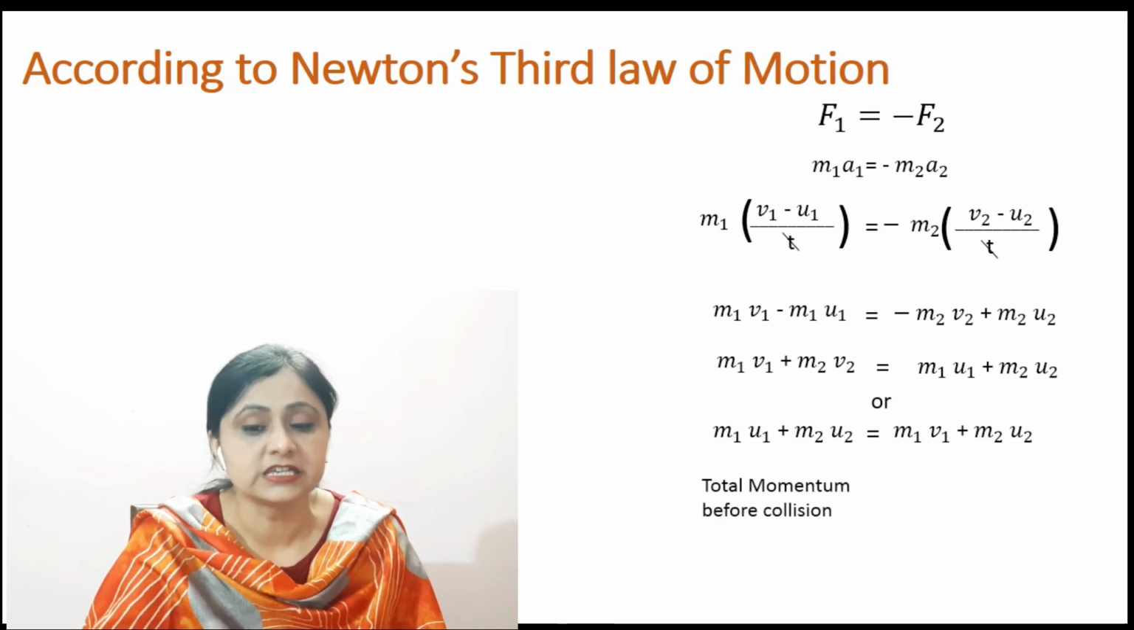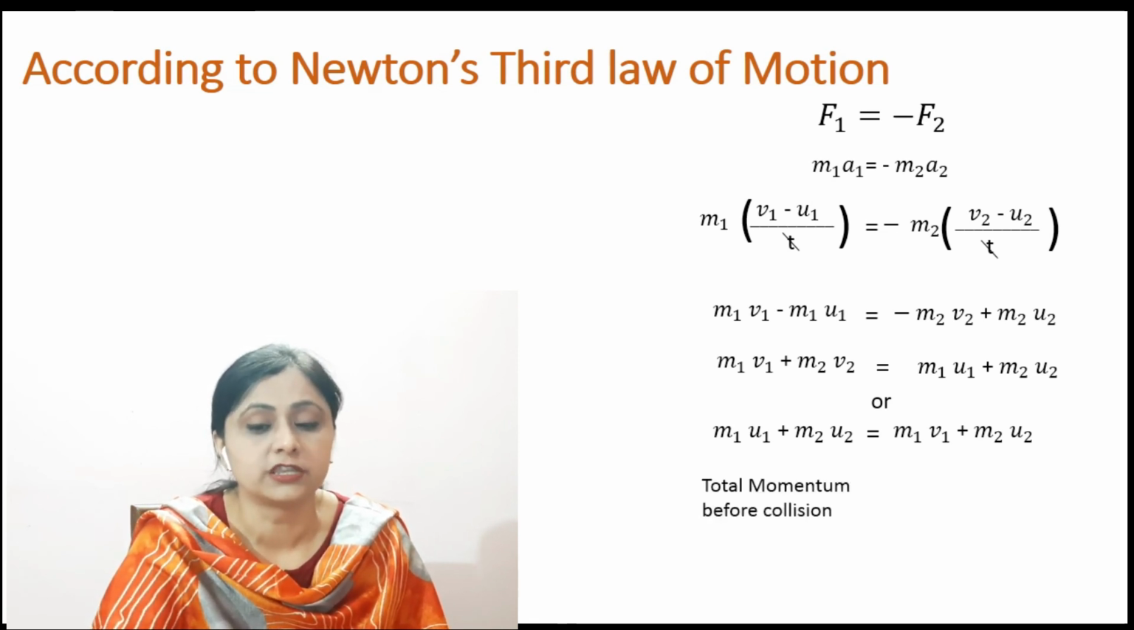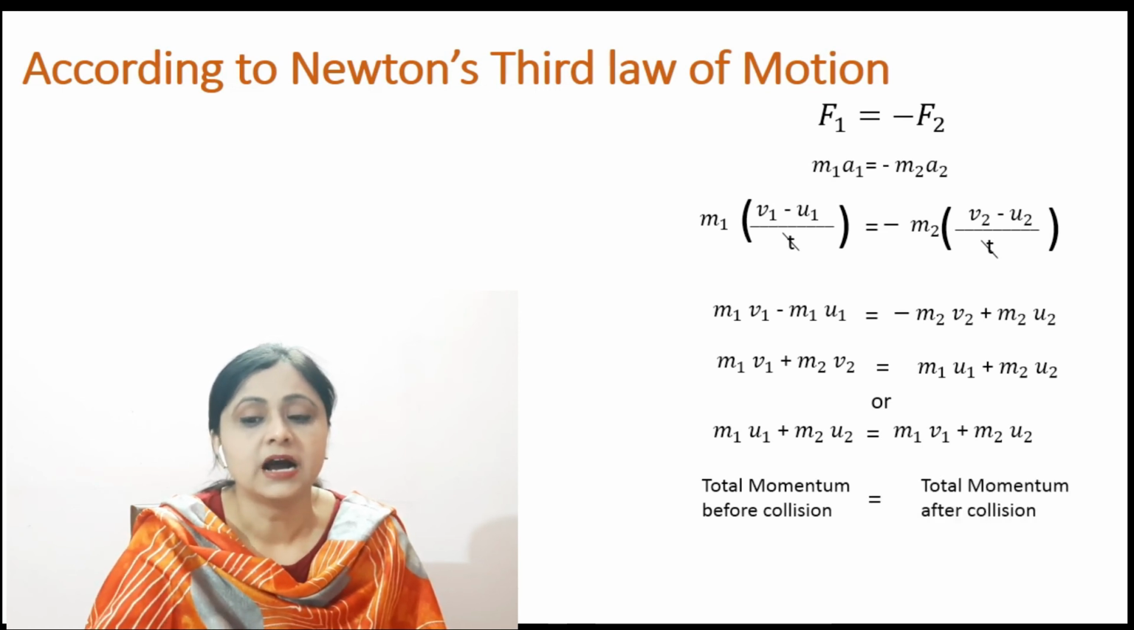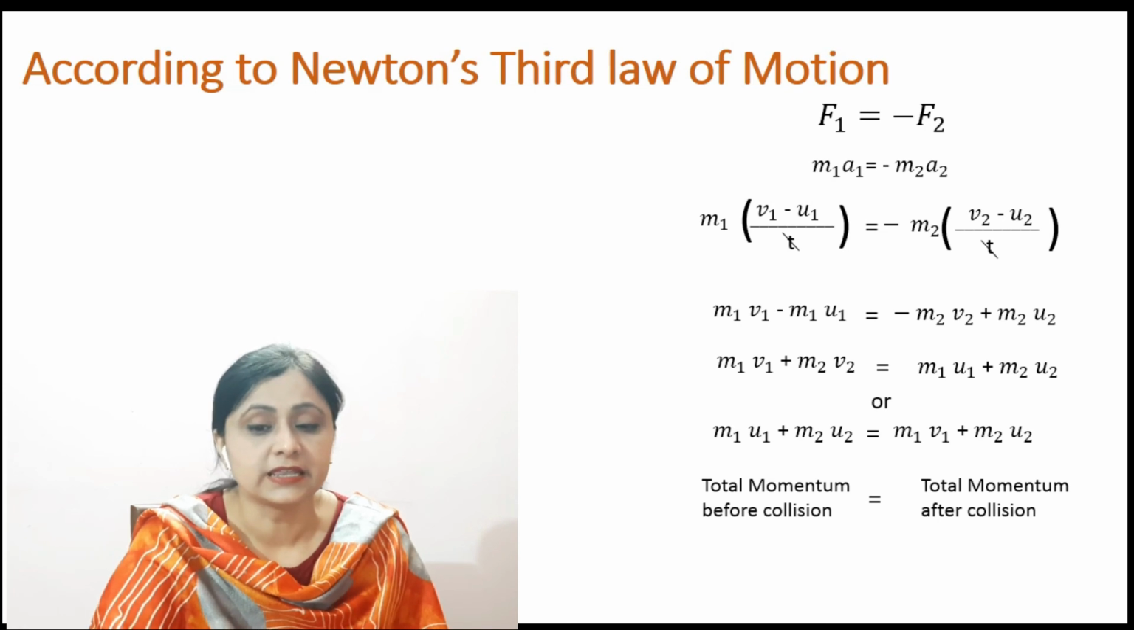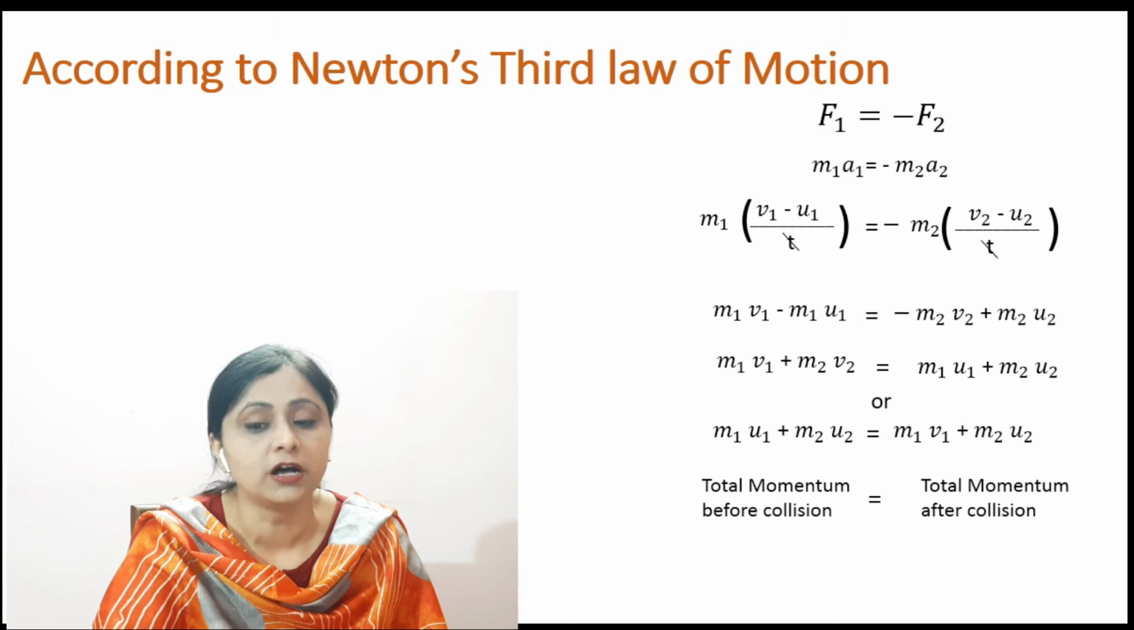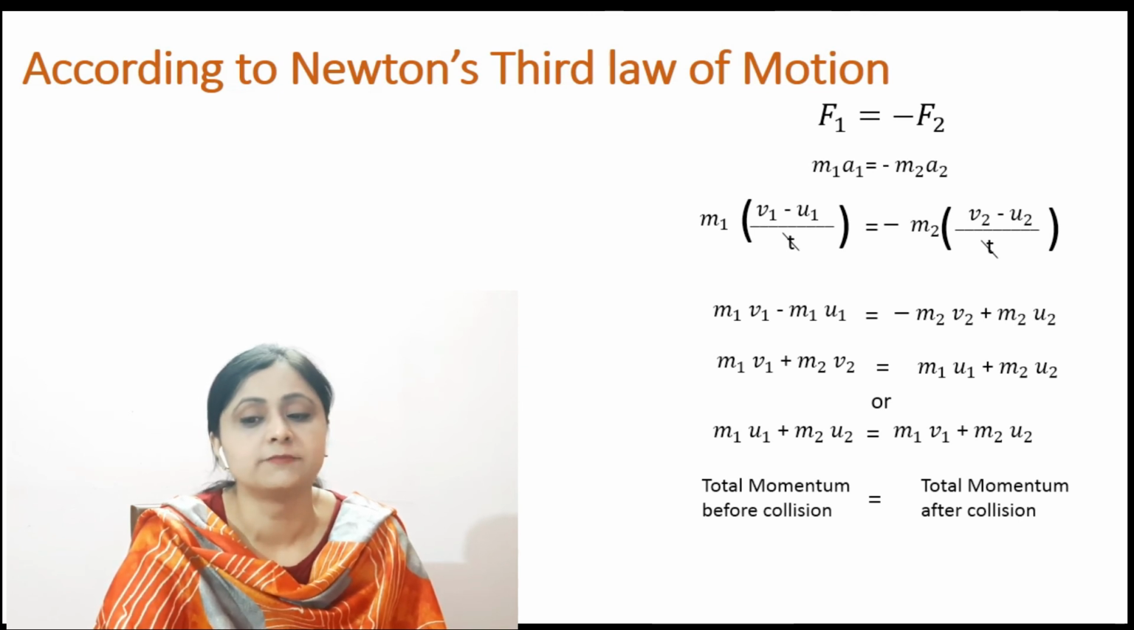Now this is the total momentum before the collision, and this is the total momentum after collision. This was for ball 1 and this was for ball 2 before the collision, and this is the momentum of ball 1 after collision and the momentum of ball 2 after collision.